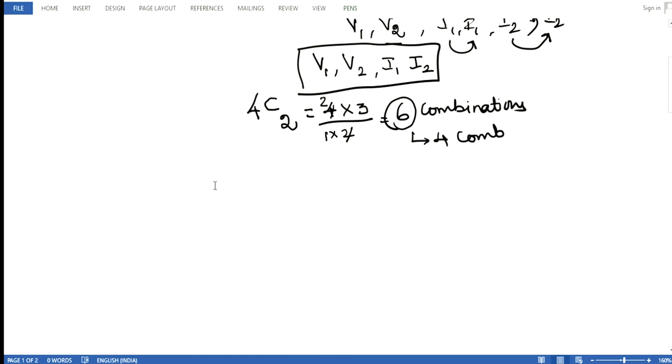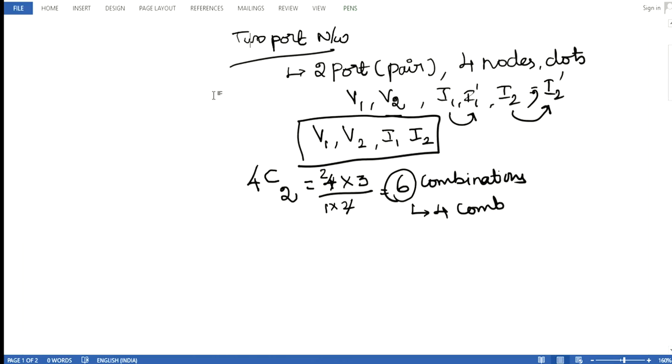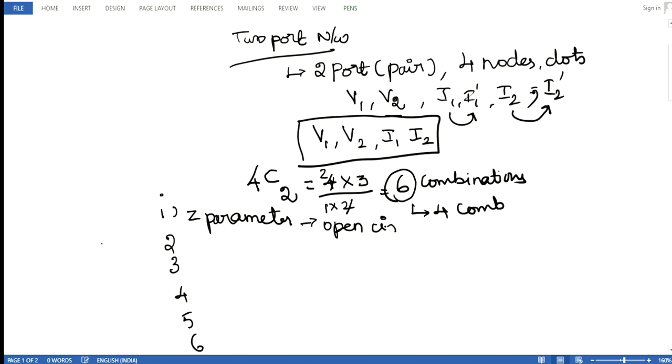Okay. The first parameter. So totally we are having 6 parameters. First one, second, third, fourth, fifth. The first one will be the Z parameter. Z, what is meant by that? Z is impedance. Very good. It is called the open circuit impedance parameters.